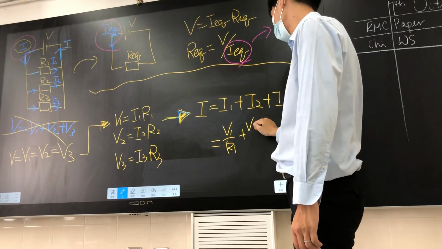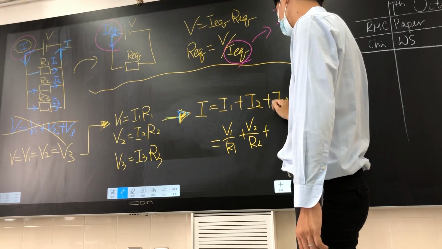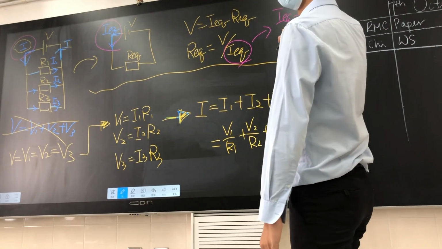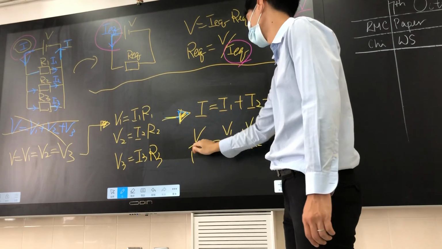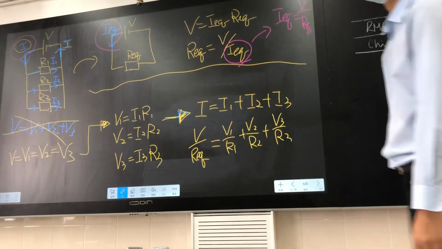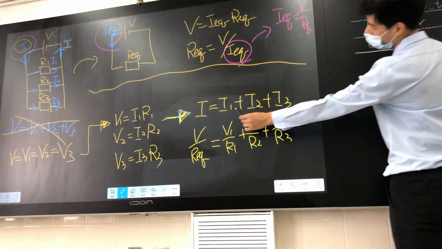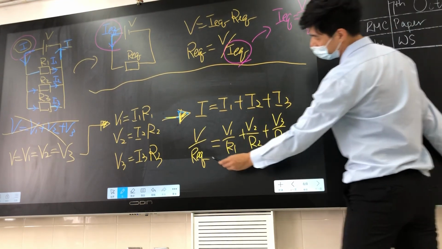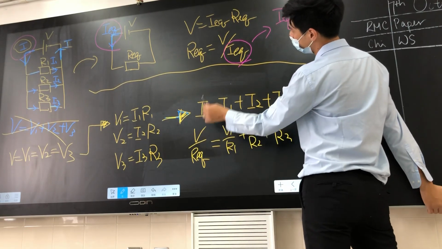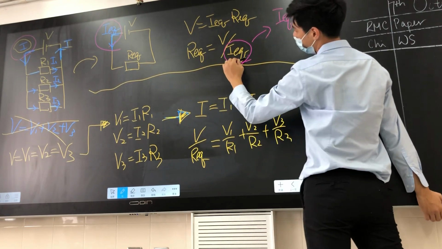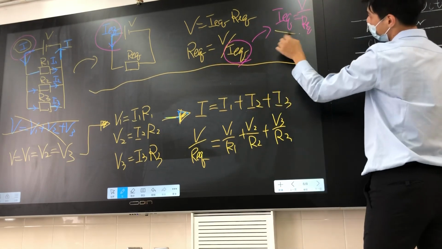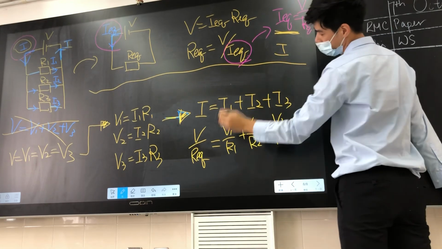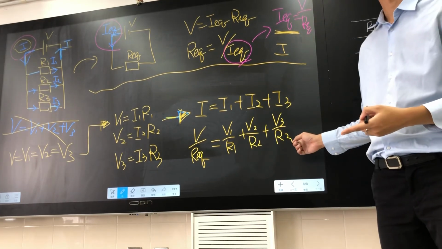I2 equals to V2 over R2. I3 equals to V3 over R3, right? And this I is the same as this one, so it equals to V over REQ. So again, I1 equals to V1 over R1, I2 equals to V2 over R2. And then on the left, this total I equals to the equivalent current. So IEQ or I equals to V over REQ. So are you okay with this equation?